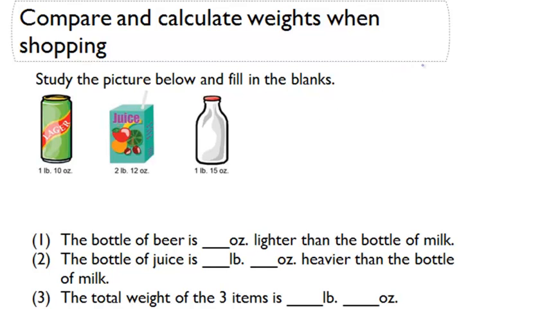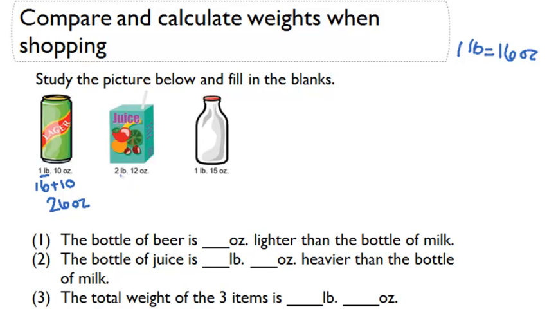The thing we need to remember here is that 1 pound is equal to 16 ounces. Now, if 1 pound is equal to 16 ounces, and here we have 1 pound and 10 ounces, that's going to be the same thing as 16 plus 10, since 1 pound is 16 ounces. Now, 16 plus 10 is 26, so this bottle holds 26 ounces.